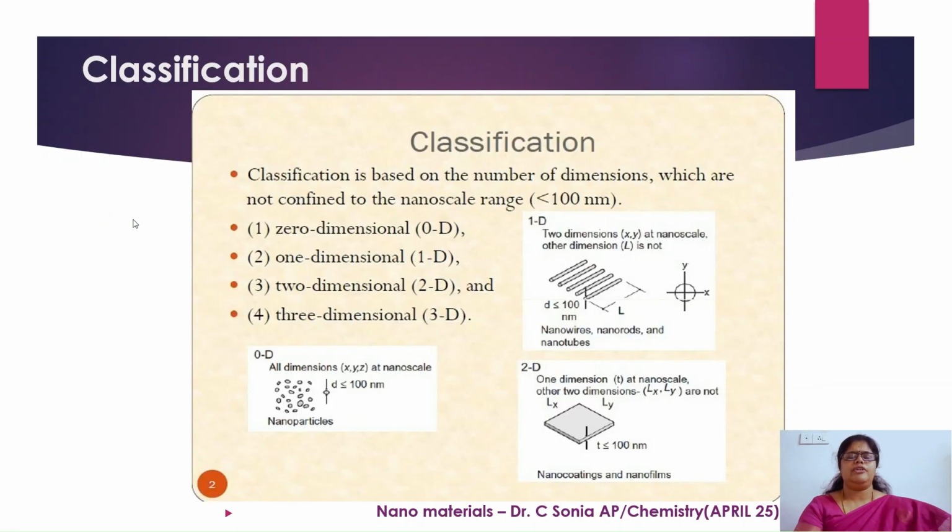So we are interested to see about the classification of the nanomaterials. There are many types of classification. In this video, we're going to see about the classification based on the dimension. There are four different dimension types: the zero dimensional, one dimensional, two dimensional, and three dimensional.